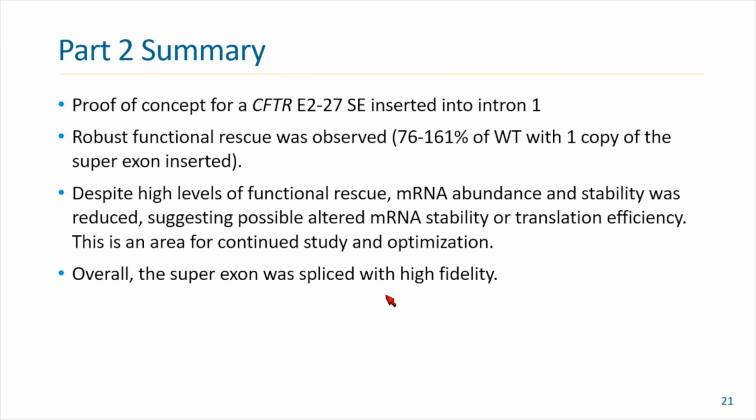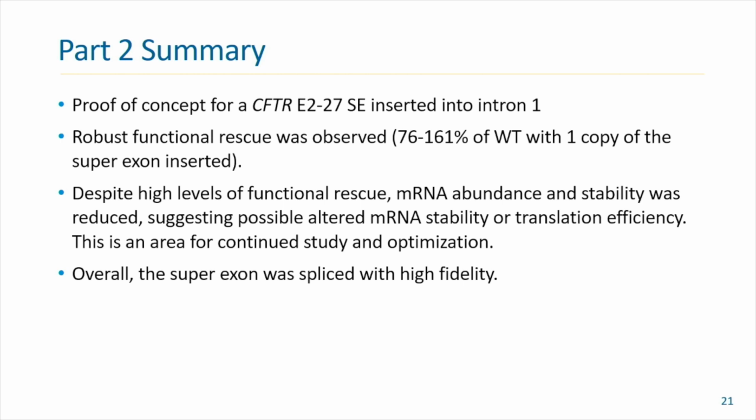So to briefly summarize part 2, we've demonstrated proof of concept for a CFTR exon 2 through 27 superexon inserted into intron 1. And we saw really robust functional rescue, about 76 to 161% of wild type, with 1 copy of the superexon inserted. However, despite high levels of functional rescue, mRNA abundance and stability, which I didn't have time to show, was reduced, suggesting possible altered mRNA stability or translational efficiency, kind of hand-waving a little bit here. And this is an area for continued study and optimization.